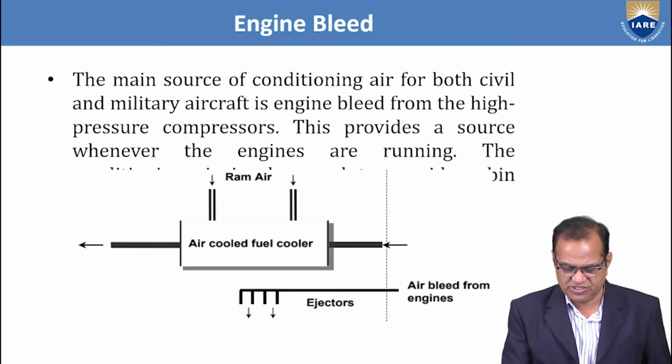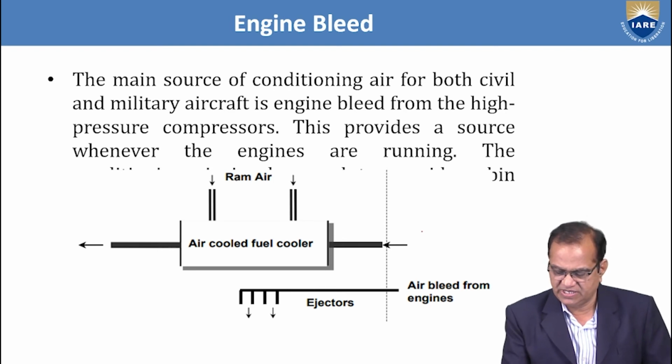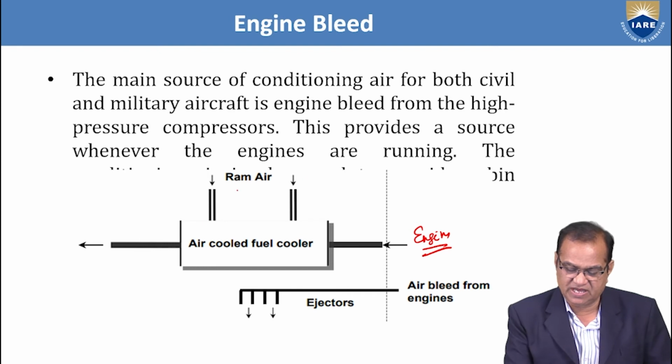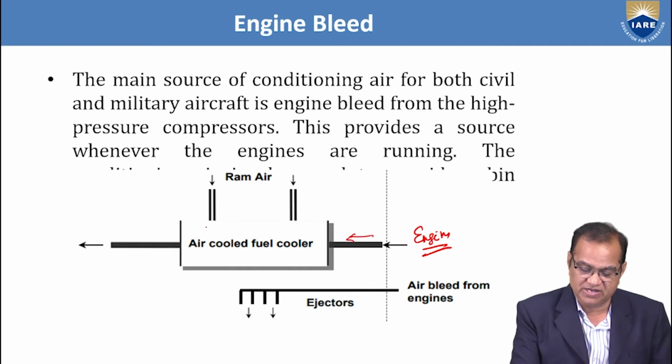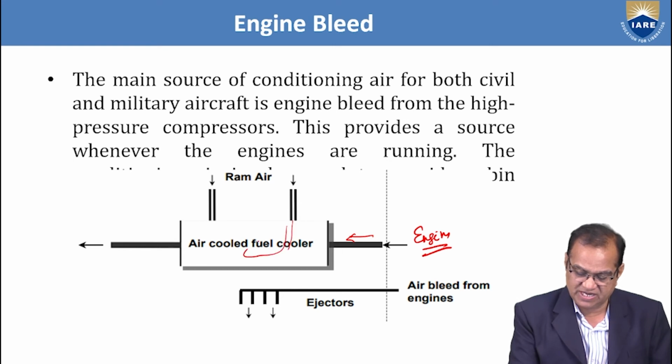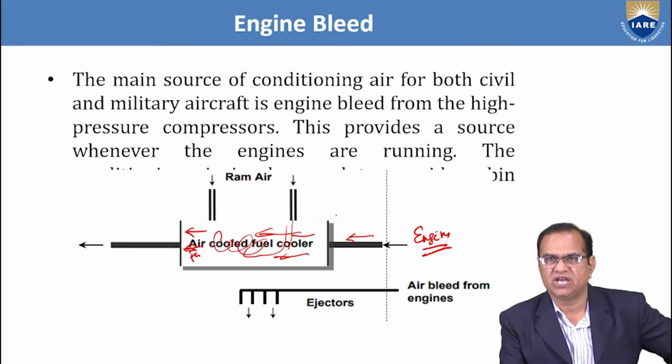And this air, as you see here, is from the engine. Here is the engine. From the engine, some air is bled. This engine ram air is coming from here, to the air cooled fuel cooler. So here the fuel is coming and going, and the air which is entering here, and the fuel is in this direction. This is the fuel direction, this side. So this air cooled and fuel is used.